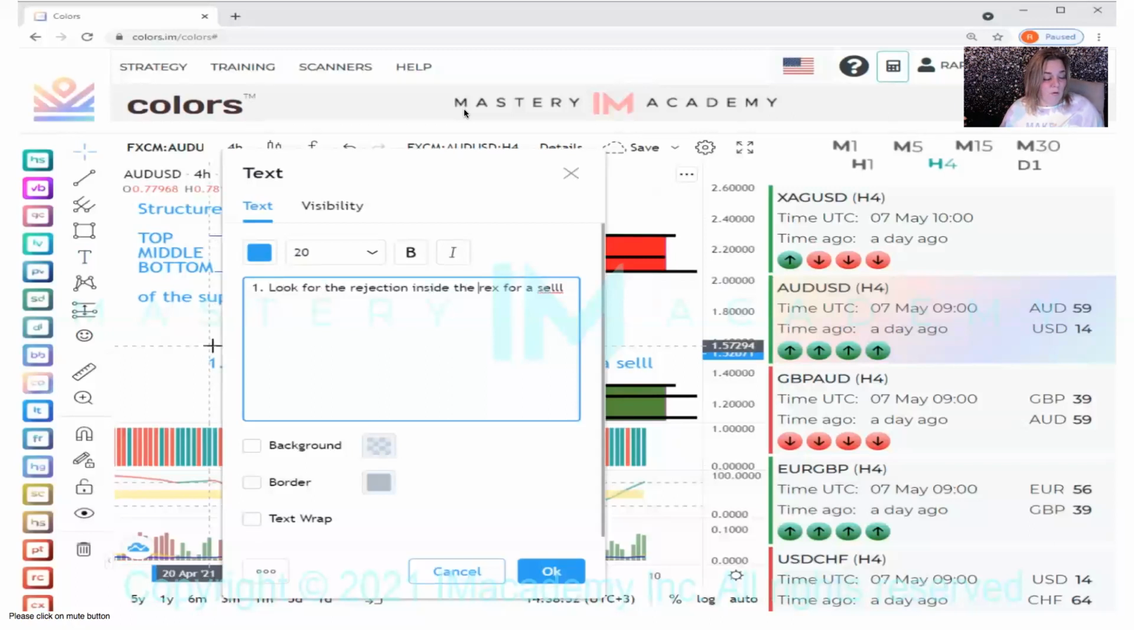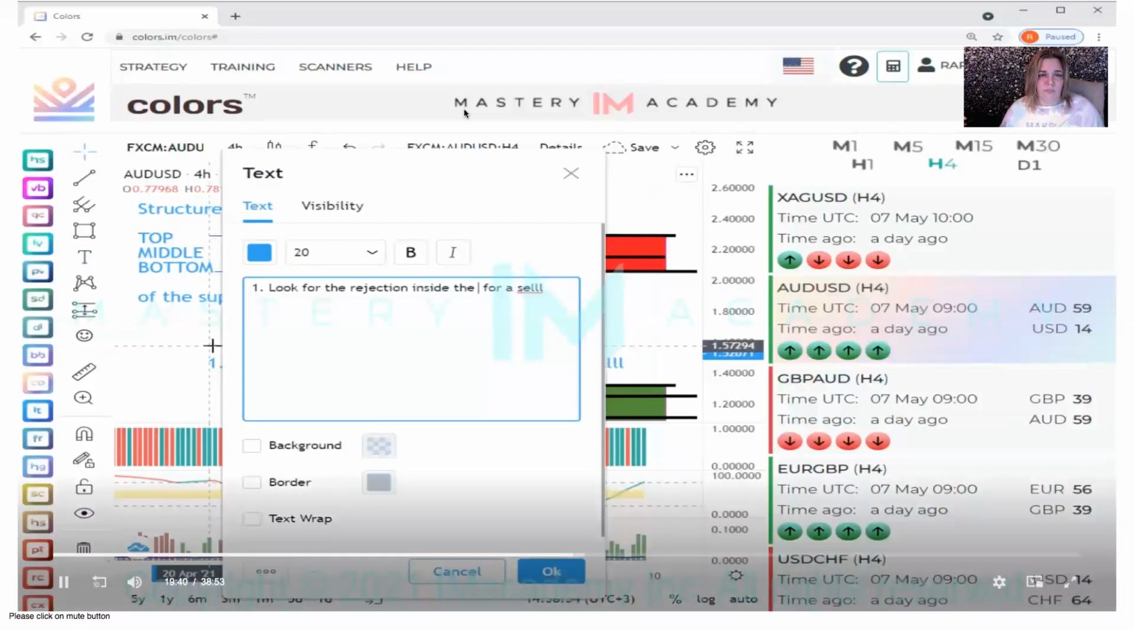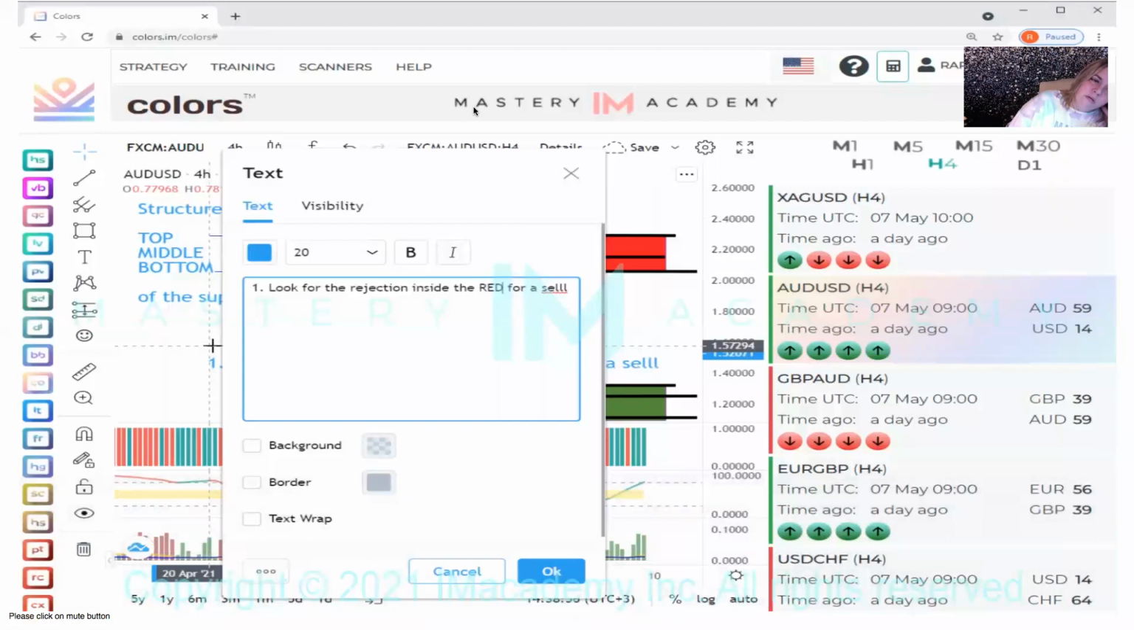Look for the rejection in the red box, and I'm going to type red in caps. Look for the rejection, and I'm going to type rejection in caps too, because I know when you really highlight something like this, it's going to stick out. Look for the rejection inside the red box for a sell opportunity. For a sell op. Look for a sell op.